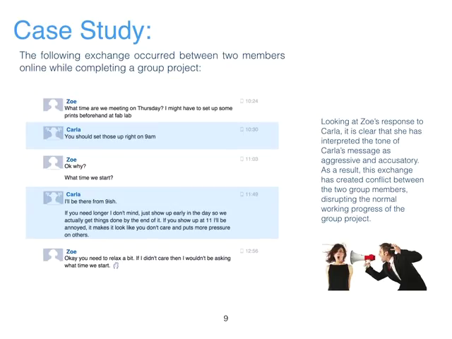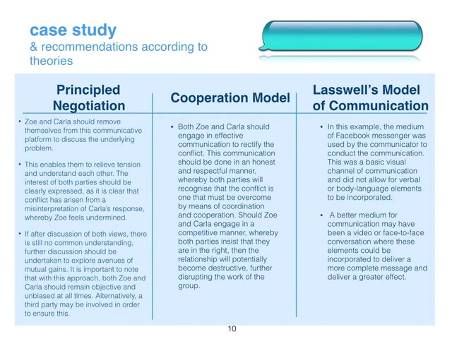Additionally, using the cooperation model, both Zoe and Carla should engage in effective communication to rectify the conflict. This communication should be done in an honest and respectful manner, whereby both parties will recognize that the conflict must be overcome by means of coordination and cooperation. Should Zoe and Carla engage in a competitive manner whereby both parties insist that they are in the right, then the relationship will potentially become destructive, further disrupting the group work.